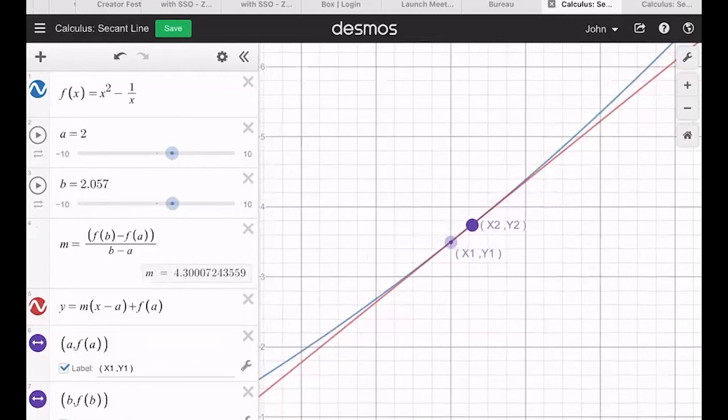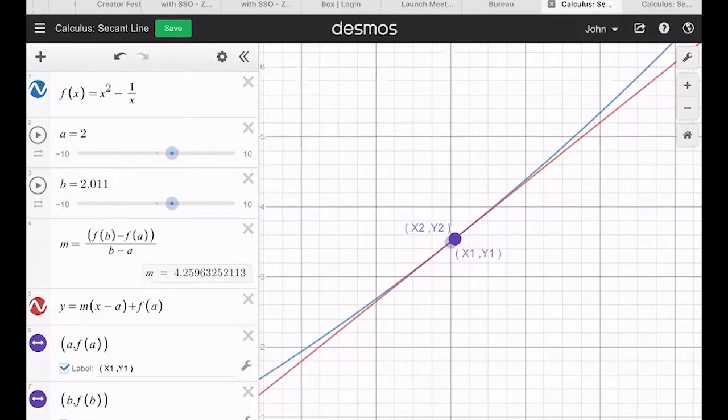So that means you can define the slope of that curve at that point to be 4.3 in this case. And as you get closer and closer, it's probably getting down to 4.25. As you zoom in, that slope gets closer and closer to some limit, and you can say that the slope at that point is 4.25.